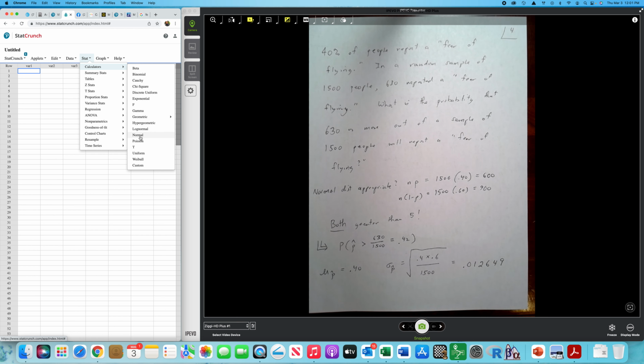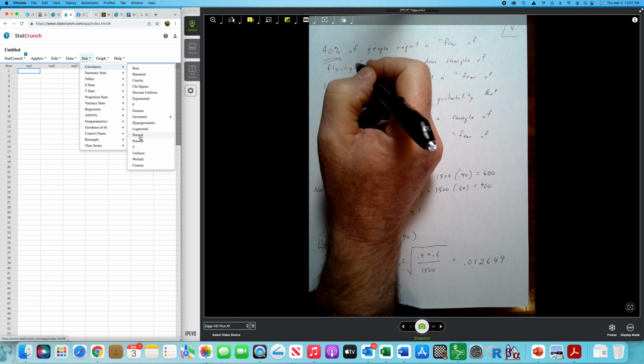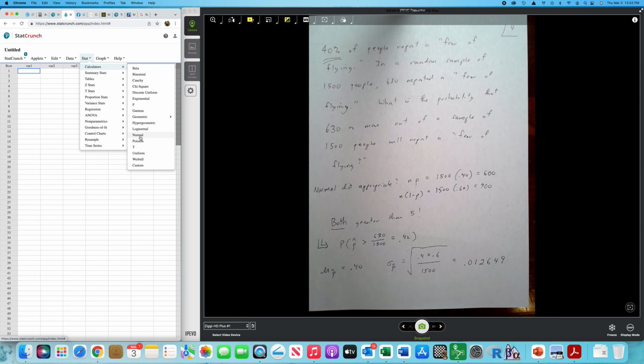All right, let's work a problem. So let's say we have a problem similar to this. 40% of people report a quote unquote fear of flying. In a random sample of 1,500 people, 630 reported a fear of flying. So we're talking about our sample now, while this statement right here was talking about everyone, our population. What is the probability that 630 or more out of a sample of 1,500 people will report a fear of flying?